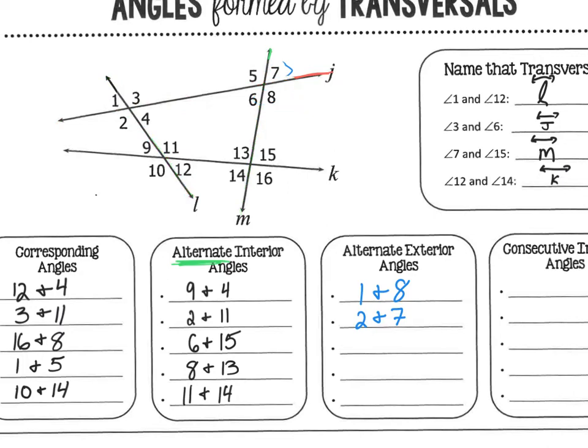Let's pick another line. Which transversal line do we want to use? Okay. All right. So the two lines we would use are M and L. All right. What would be our exterior angles for that one? 9 and 16. Good. And what's the other one? Good.